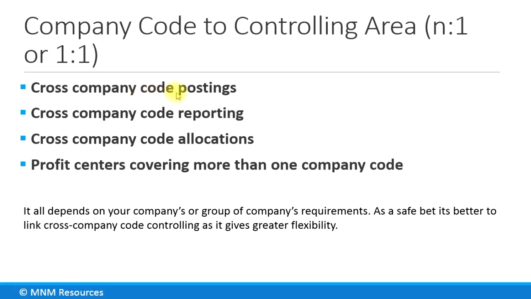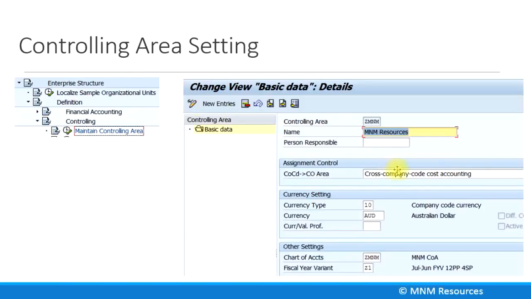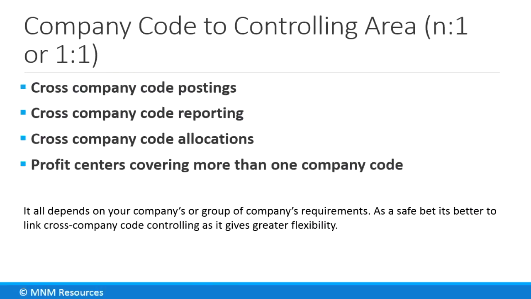So all these types of company code postings can only happen if cross company code controlling is allowed. In this screen, I'll just show you. If this option is selected, only then can you perform all this. Cross company code controlling, that option means you can assign multiple company codes to use the same controlling area.